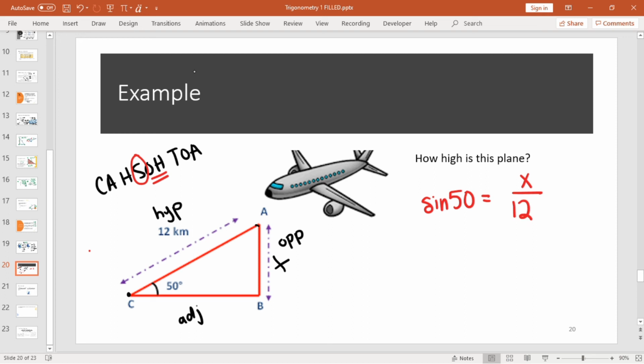And we're going to cross multiply. 12 times sine 50 equals x. And you can just type that all into your calculator. 12 times sine 50 gives you 9.2. 9.2 kilometers is the height of the plane. So it's pretty awesome.